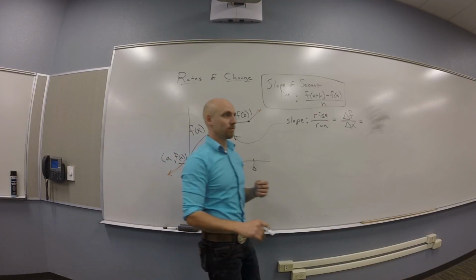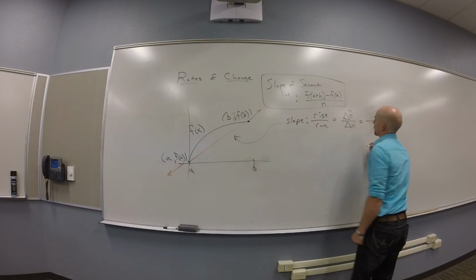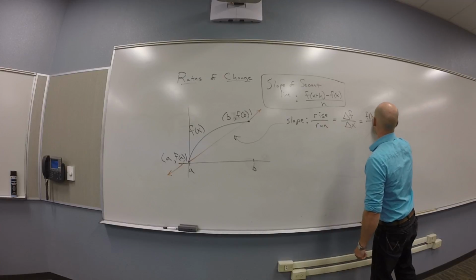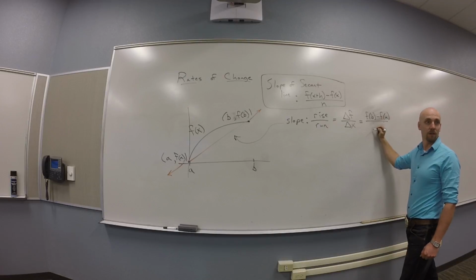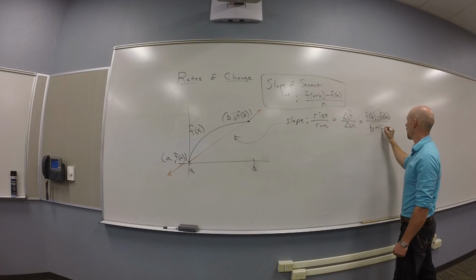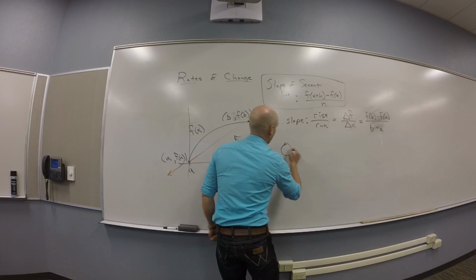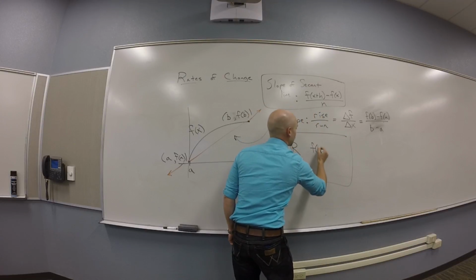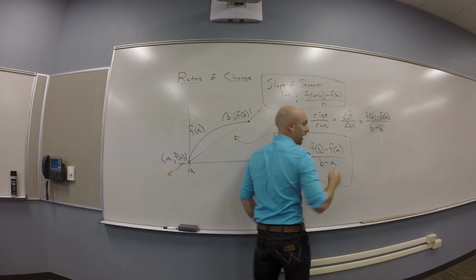I understand that. Cool. All right, so what's your change in f over change in x? What's your change in f now? F of b minus f of a over b minus a. Cool. So this is an alternate form of the slope of a secant line. That's f of b minus f of a over b minus a.